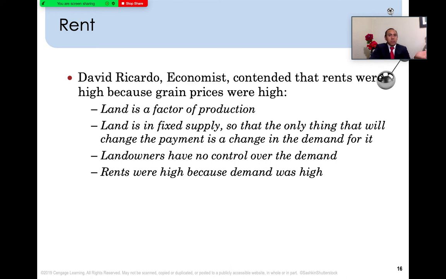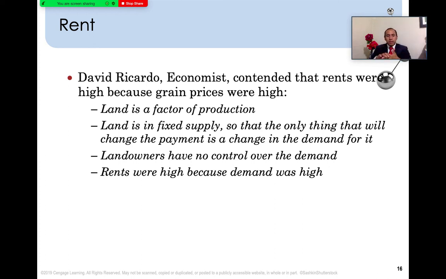So landowners have no control technically over the perceived demand. When a lot of people want it, rents will be high. There's an increase in demand, the equilibrium price rises, rents will be high in general, and then the price to the consumer will be high. So this is an important implication as to the value of land, the value of rents, and the economic return to the landowner or the owner of the factors of production.